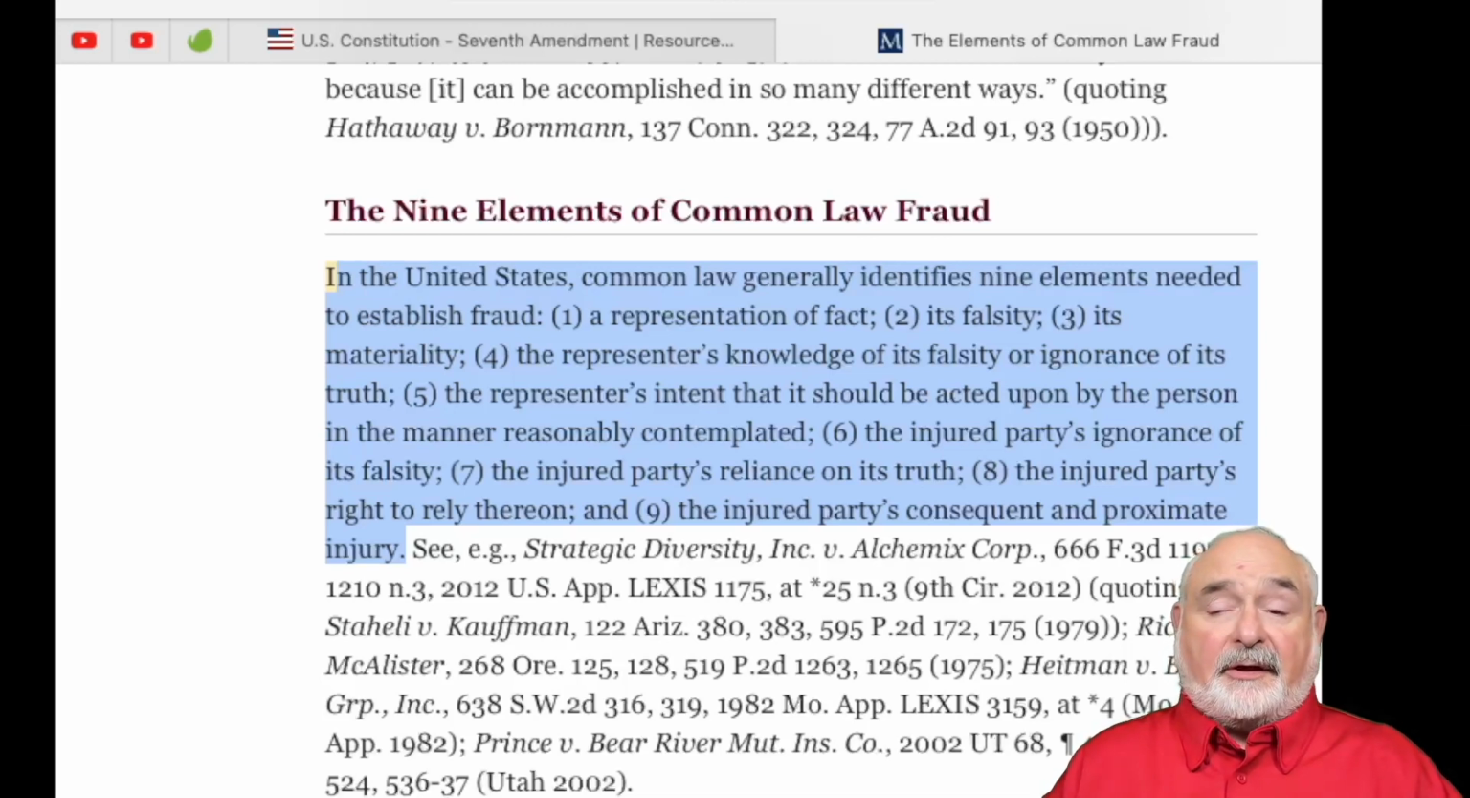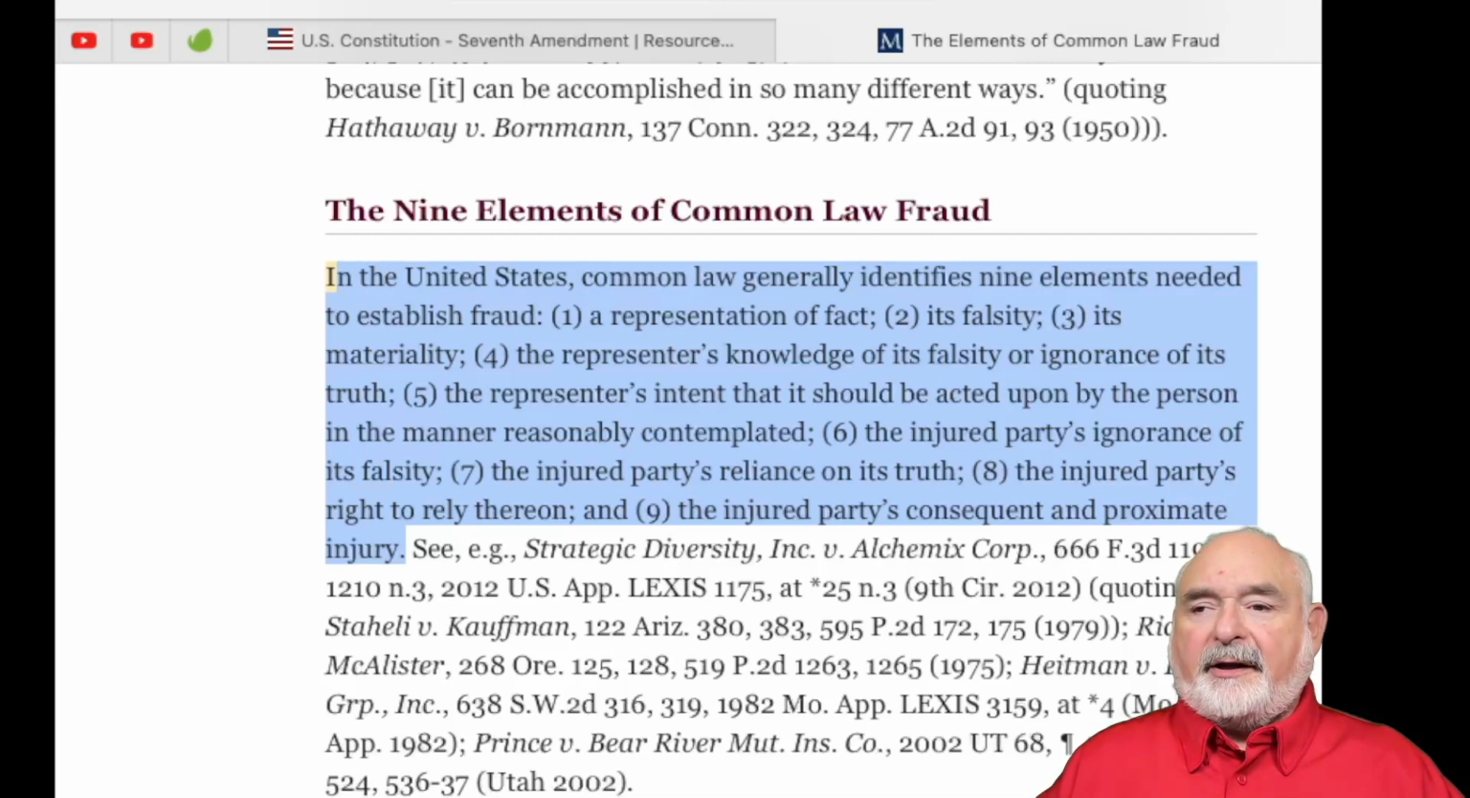In other words, somebody has to know they're lying. They can't just be mistaken. However, total ignorance or basically willful blindness is the same thing as knowledge. The representer's intent that it be acted upon by the person in the manner reasonably contemplated. So here, assuming that the statements were fraudulent, the intent would be to get the loan because that's the manner they would reasonably contemplate acting on the information.